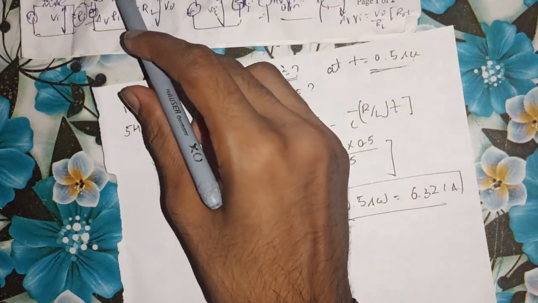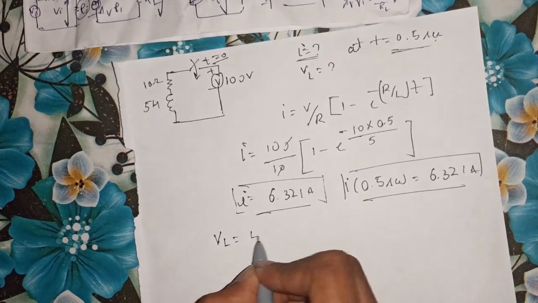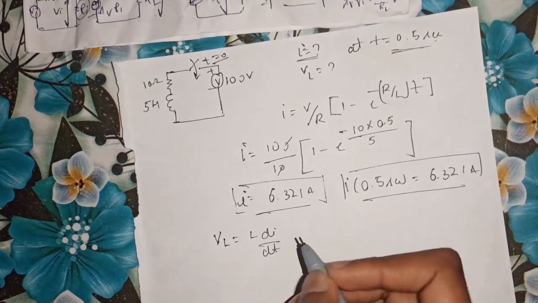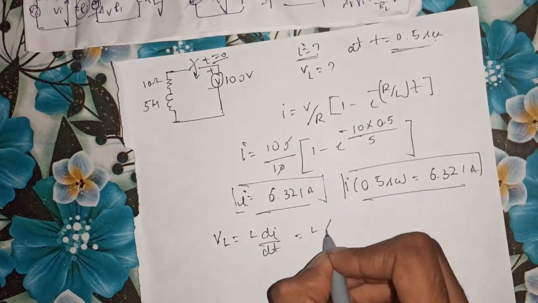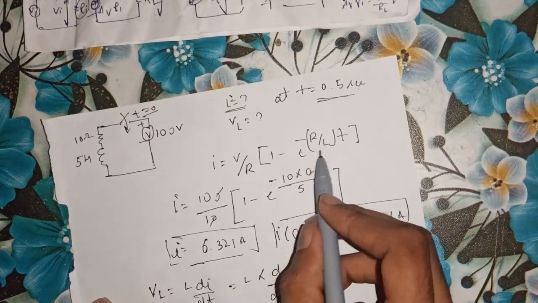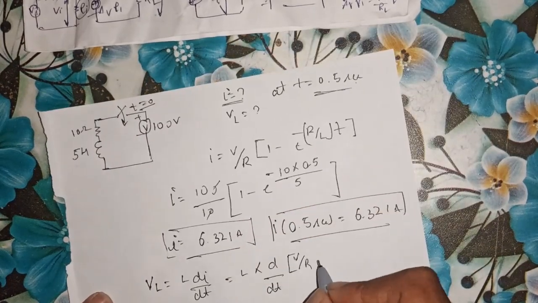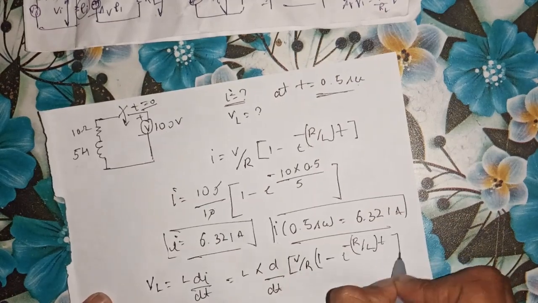And you have to calculate the inductor voltage. So inductor voltage VL is equal to L into di by dt. Here we can see that we know the equation of current, which is this. So you have to just differentiate it, d by dt with respect to time. You have to differentiate this equation, which is V by R into 1 minus e to the power of minus R by L into t.